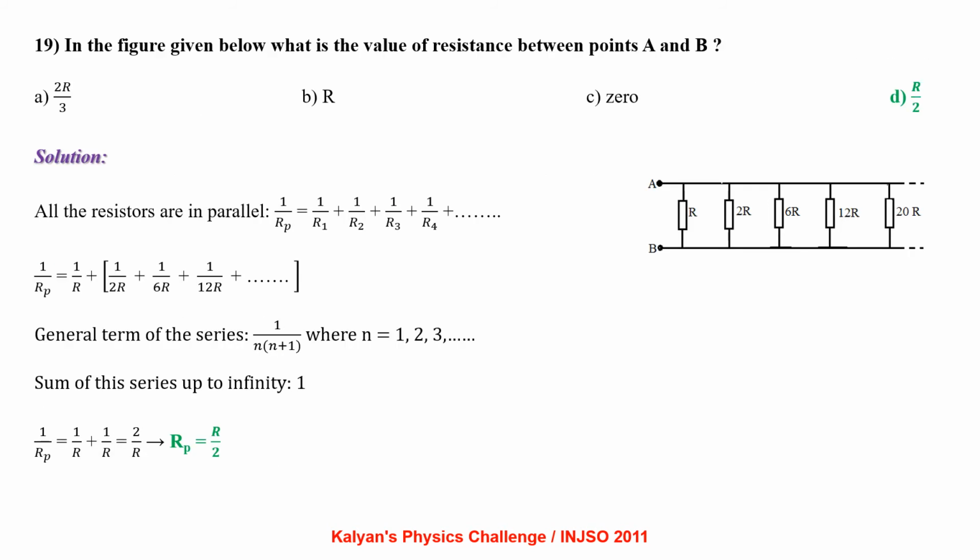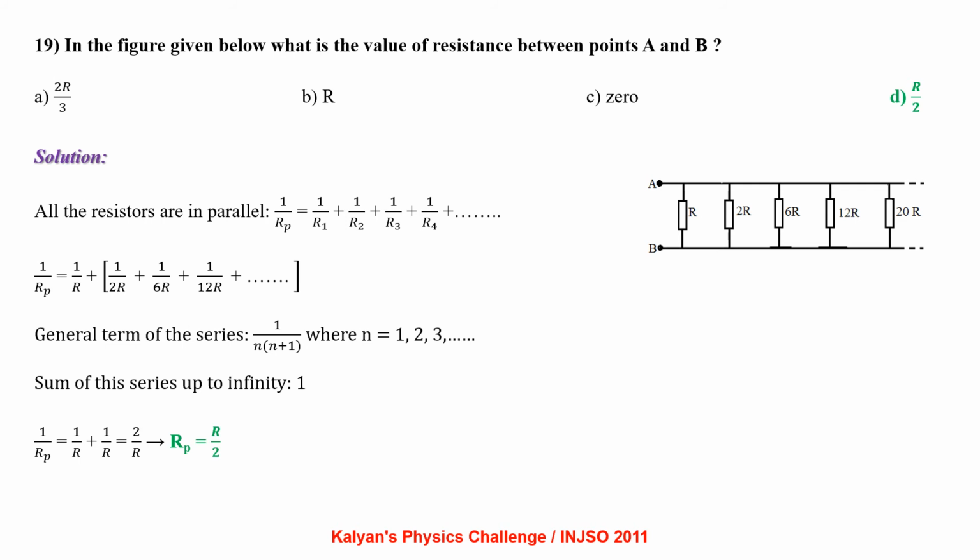In the figure shown below, what is the value of resistance between A and B? As seen from the diagram, all the resistors are connected in parallel. So 1 by R equals 1 by R1 plus 1 by R2 and so on up to 1 by Rn. 1 by R parallel equals 1 by R plus 1 by 2R plus 1 by 6R plus 1 by 12R and so on, taken in the brackets.